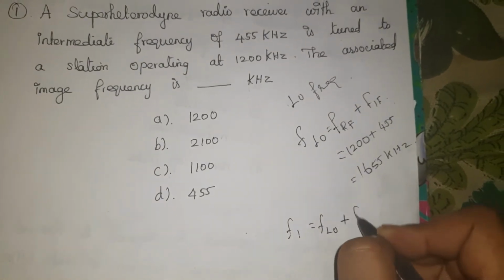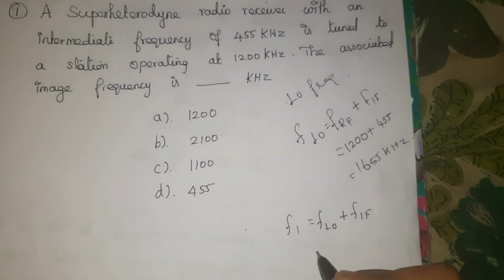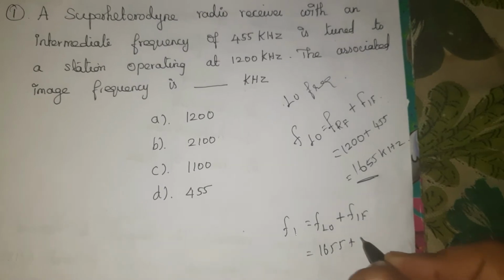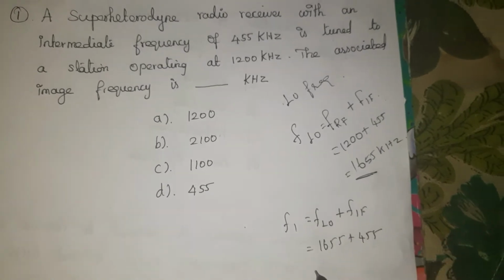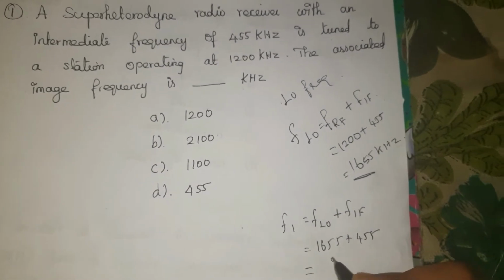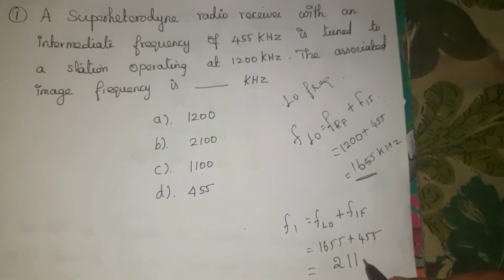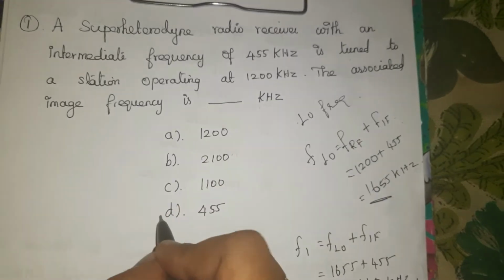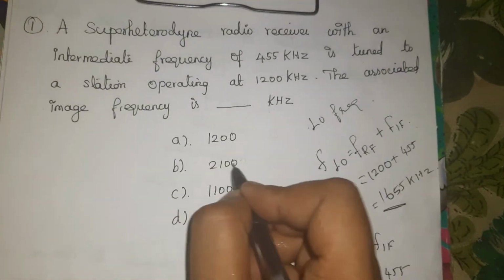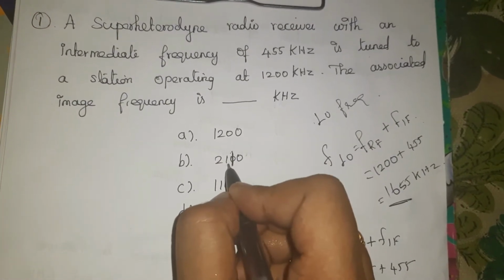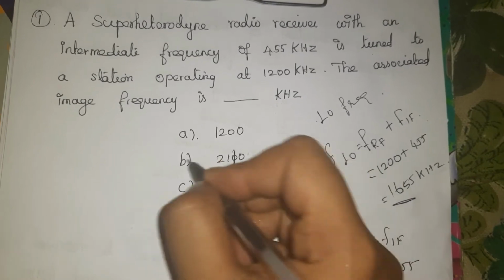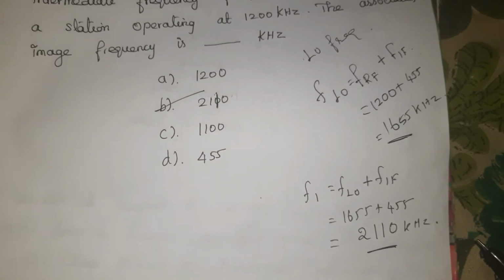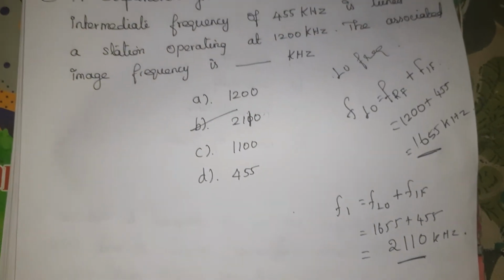After that we have to find the image frequency, that is F1, which is equal to FLO plus intermediate frequency. Here the FLO value is 1655 and the intermediate frequency is 455. So adding this we will get 2110 kilohertz. So here no, the answer is 2010. Actually this is 2110 kilohertz. So B is the answer. The actual answer is 2110 kilohertz.